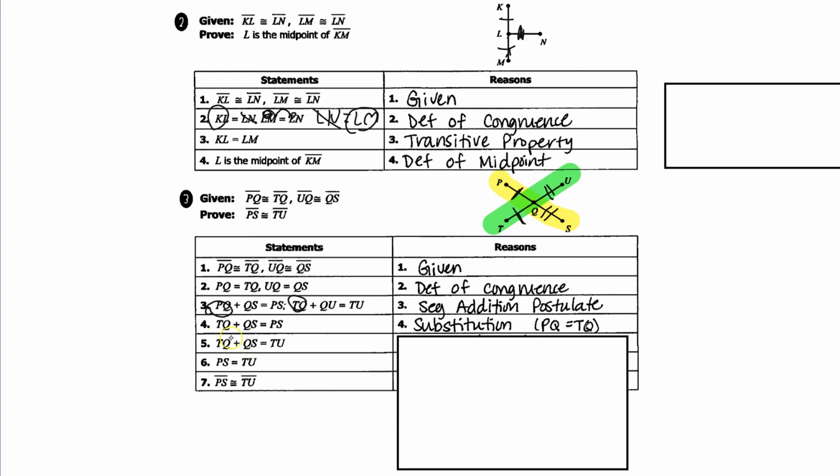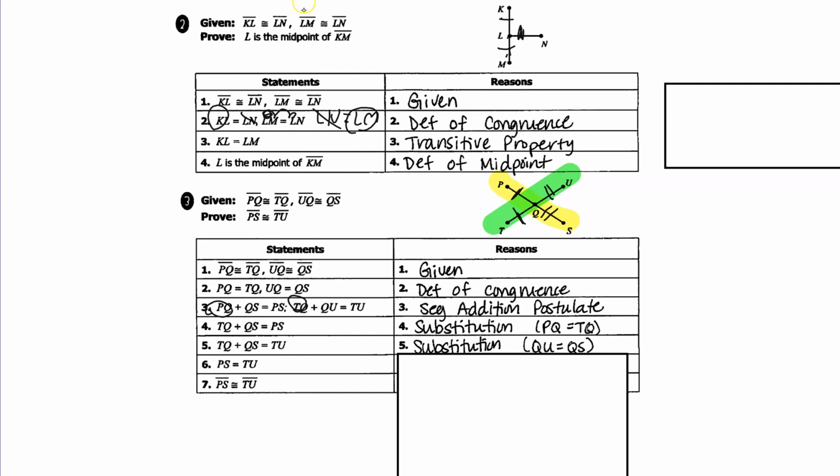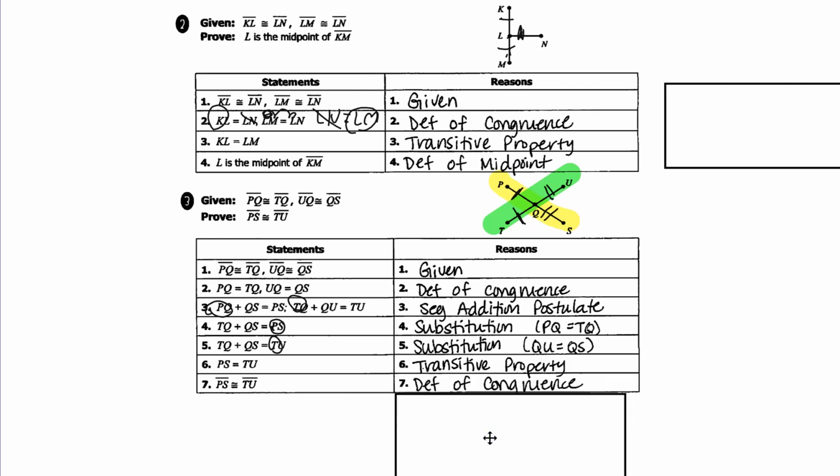And now it says that TQ plus QS equals TU. Once again, we are substituting. PS equals TU. See how they both equal that? So that is the transitive property. And then you have the definition of congruence.